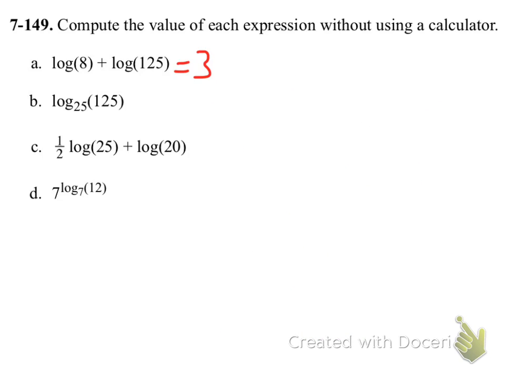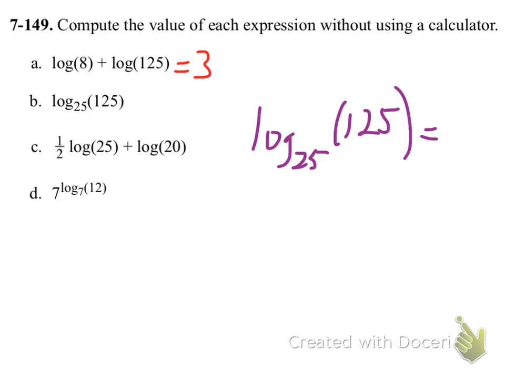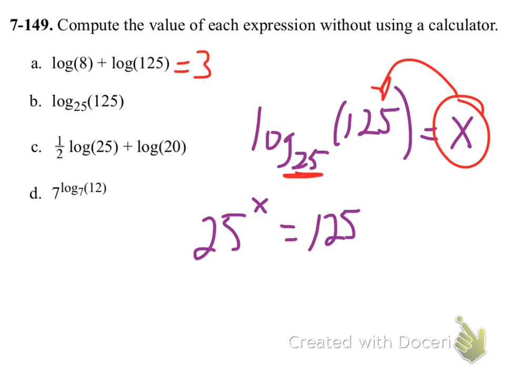Taking a look at problem B, we're going to use some different information about logarithms. So log base 25, rather, of 125. So again, this equals some sort of exponent. So if I switch this to its exponential, I would have 25 to the x equals 125. So basically this question is asking 25 to what exponent equals 125? So now we need to figure that out, which is going to get us into some fractional exponents.